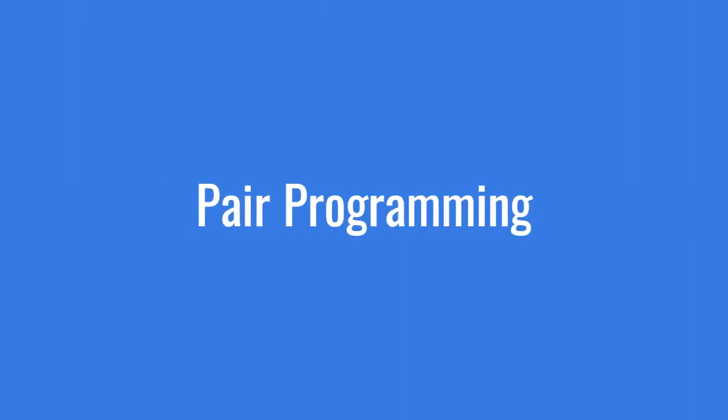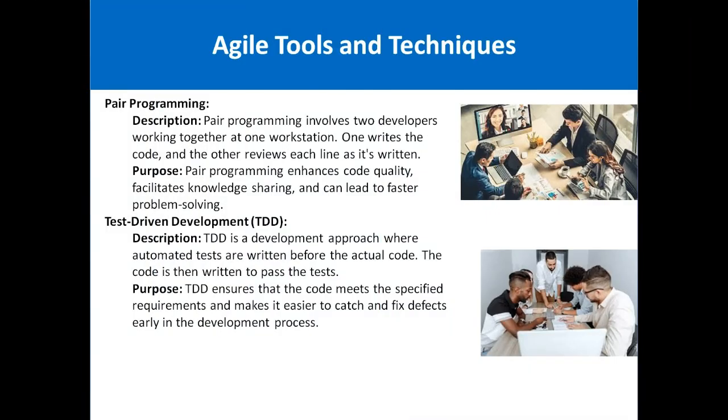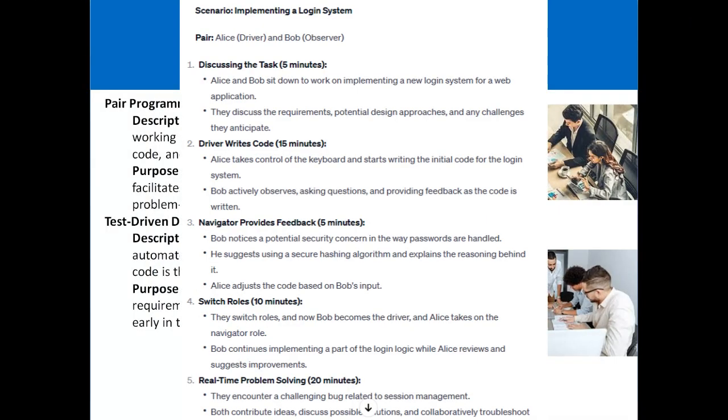Then pair programming. Pair programming is the concept in which one programmer writes code and the other is reviewing the code. In that way, the quality of the work and the quality of the coding is improved. So this is the concept of pair programming.